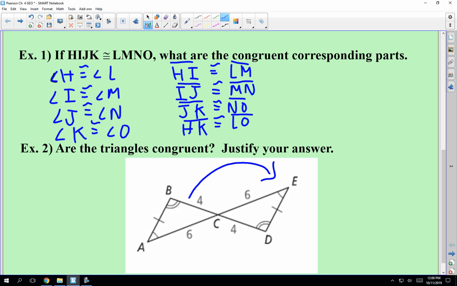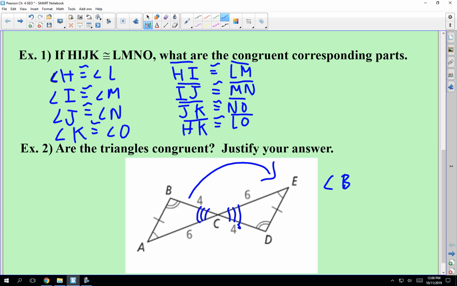So these two are congruent because they both have a length of 4. Those two are congruent because they both have a length of 6. There's only one pair of angles that are not marked as congruent or labeled in such a way that we could visually see they're congruent, but they happen to be vertical angles here, right? So those are congruent by vertical angles. When it says justify your answer, that's all you need to say.